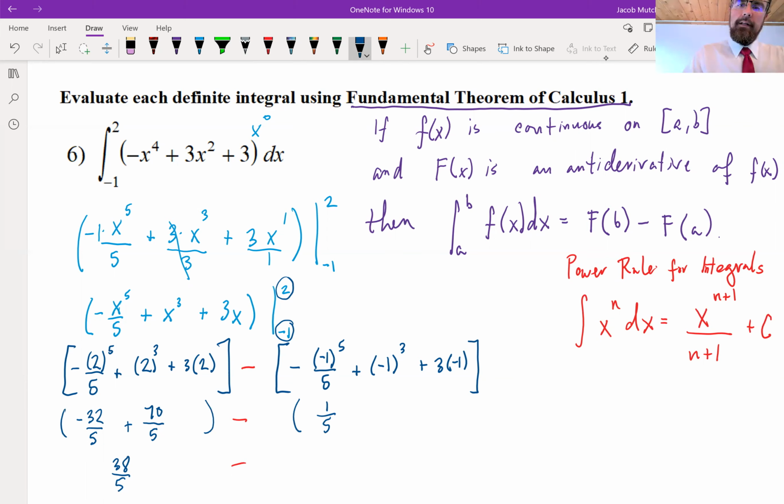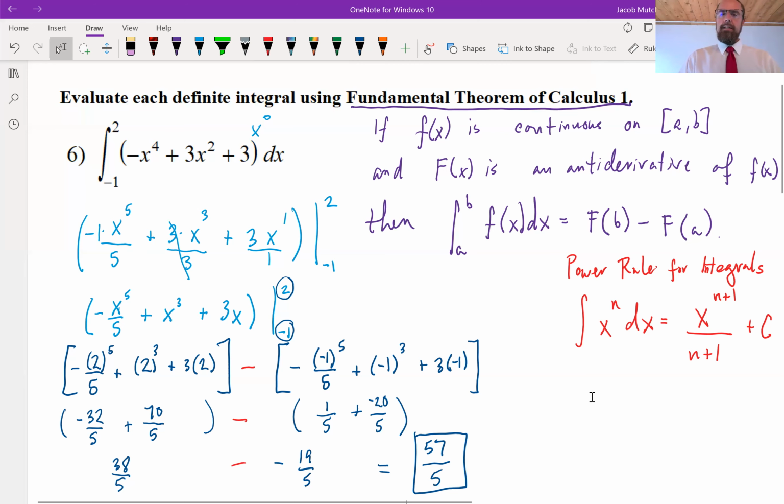And ultimately, I'm going to have 38 over 5 minus -19 over 5. And that's going to turn to plus because I got the double negative. So ultimately, 38 over 5 plus 19 over 5 is going to give me really a chance to add my numerators. And that's going to be 57 over 5.